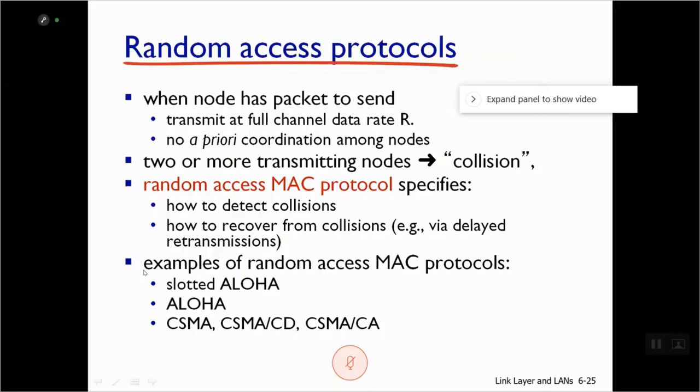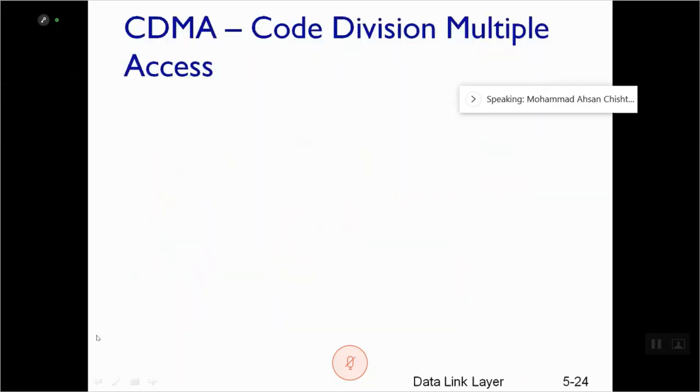Okay. For CD, let me go back to the previous one. People have not understood CDMA well. Okay. To understand CDMA, code division multiple access, I'll give an example. What CDMA is, or let me finish this one, and I'll come back to CDMA. No, let's just finish CDMA first.